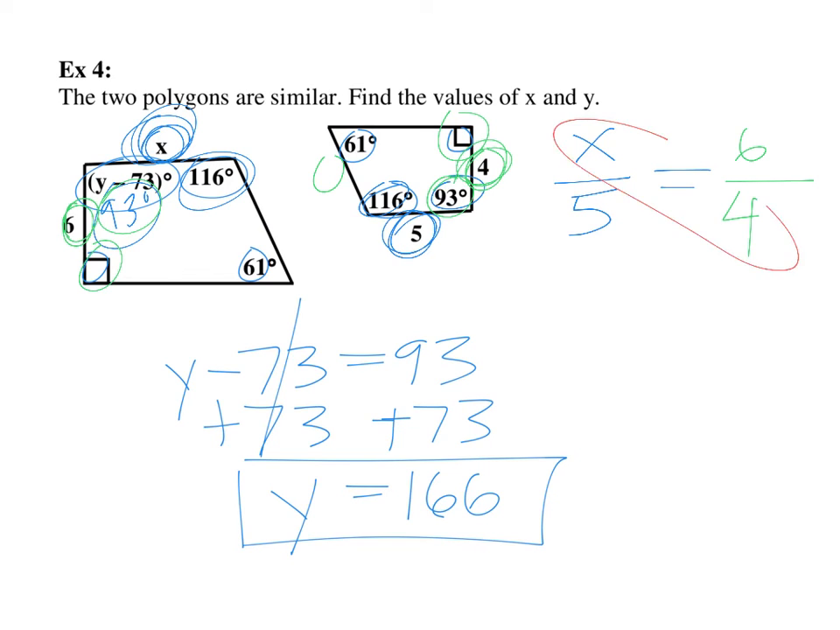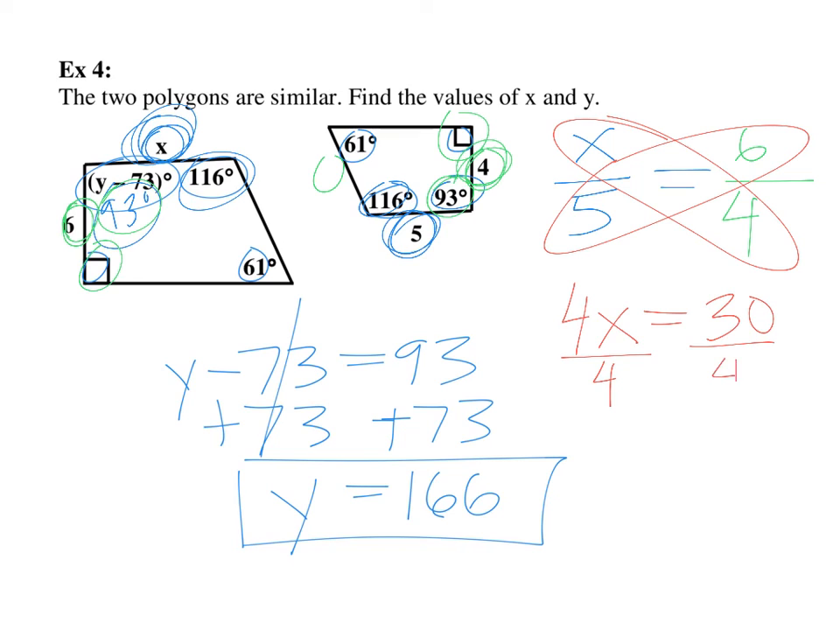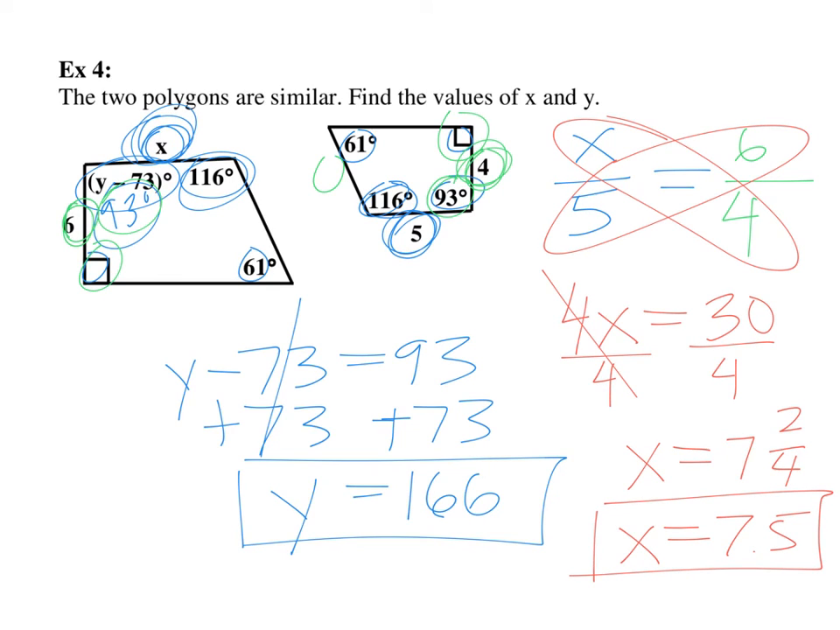Now I cross multiply. I get 4x is equal to 30. I divide by 4, and x is equal to 7 and 2/4, or 7.5. Done. If you have any questions, please make sure to ask.